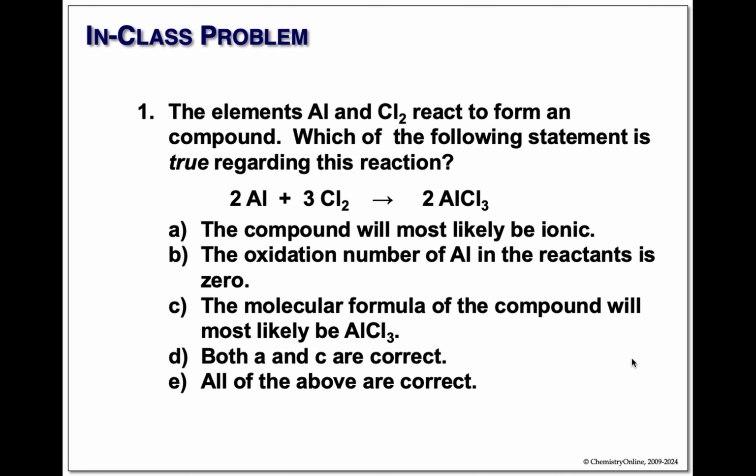Oxidation number of aluminum in the reactants is 0. Is the reactant? It's an element. It's a 0. Molecular formula is AlCO3, most likely. All those are correct.